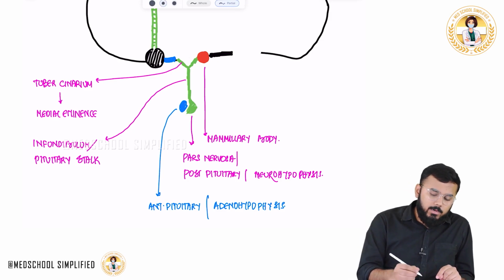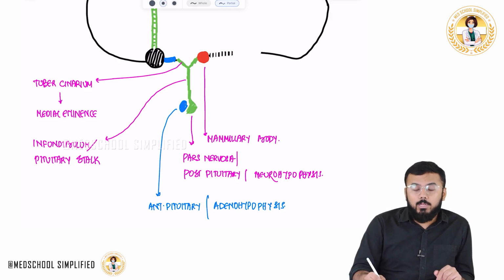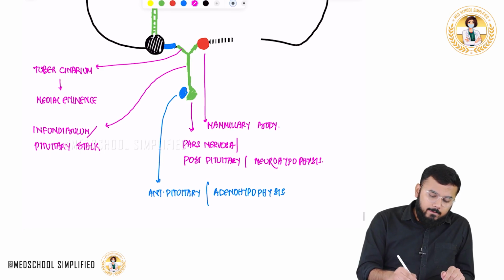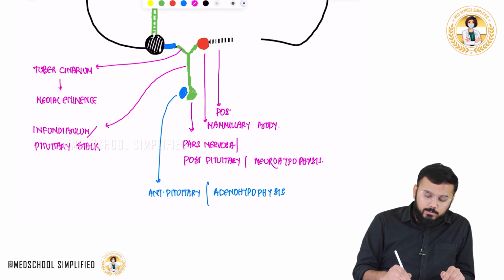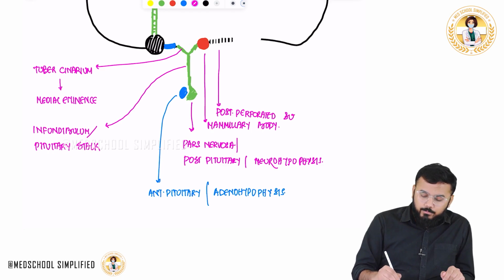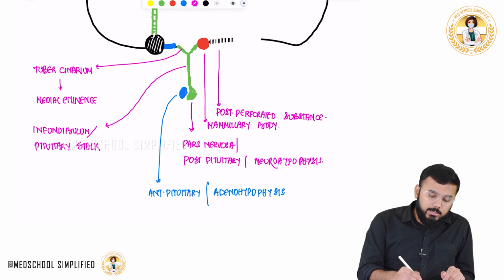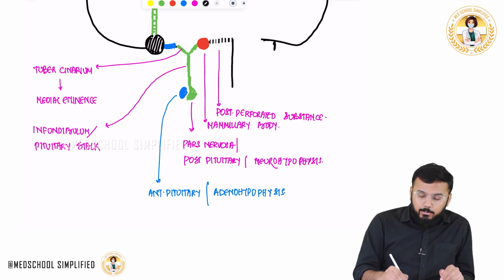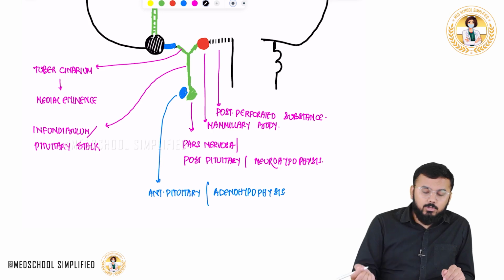So behind the mammillary bodies you have this substance like this. This substance over here is called the posterior perforated substance. Now behind the posterior perforated substance, this is the place where your midbrain is located. So this is your midbrain.